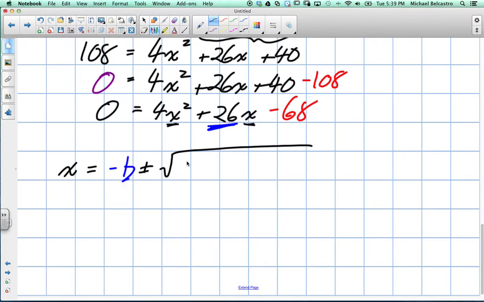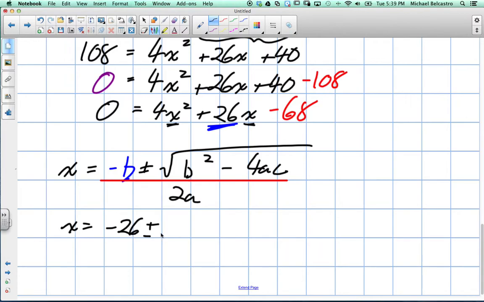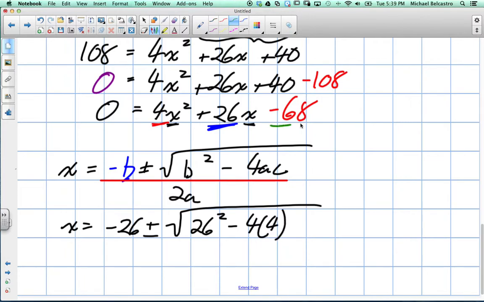Plus or minus the root of b squared minus 4ac, just in case you forget if you go watch this again, all over 2a. So our b term, which is 26, becomes negative 26 plus or minus the square root of 26 squared minus 4 times our a value, which is 4, times our c value, which is negative 68. And all of that will be divided by 2 times our a value, which was 4 again.